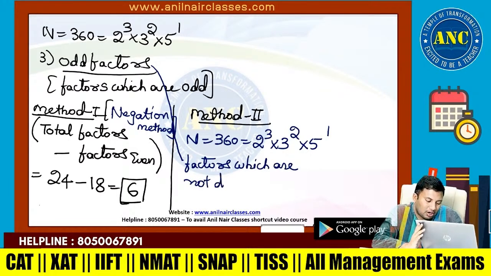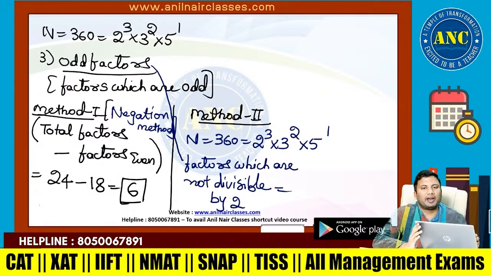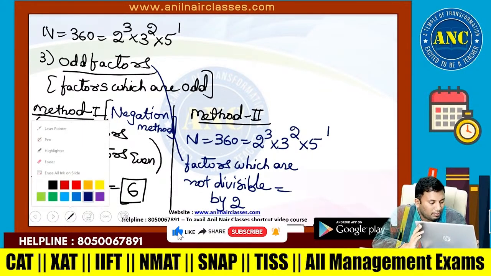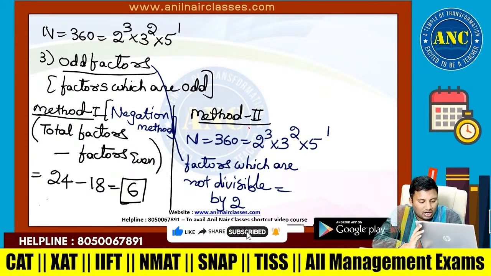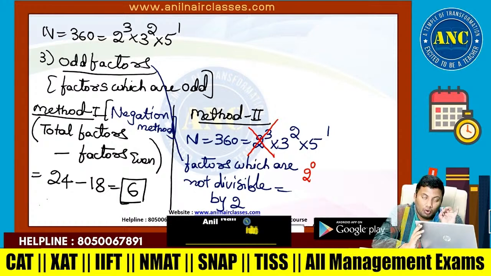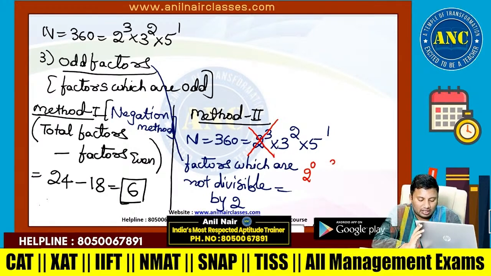Factors which are not divisible by 2. Any factor which is not divisible by 2 is called an odd number. Because it is a factor which is not divisible by 2, all the powers of 2 except 2 power 0 are eliminated, since 1 into any number is 1. 2 power 1, 2 power 2, 2 power 3 are eliminated. Only 2 power 0 will be present.